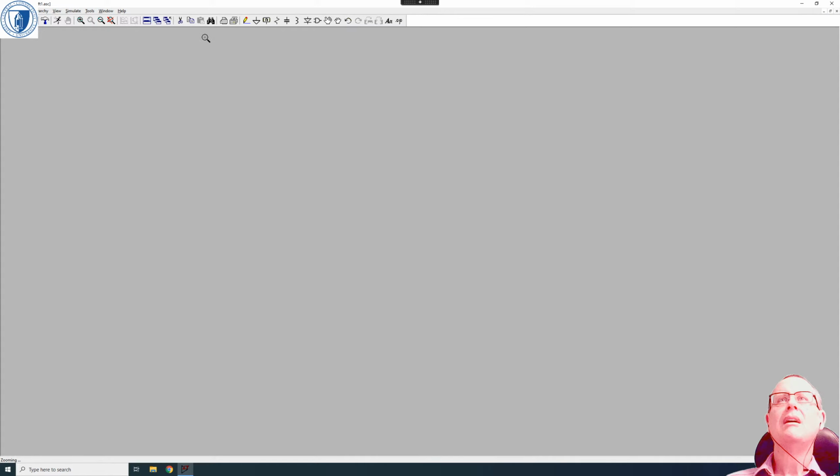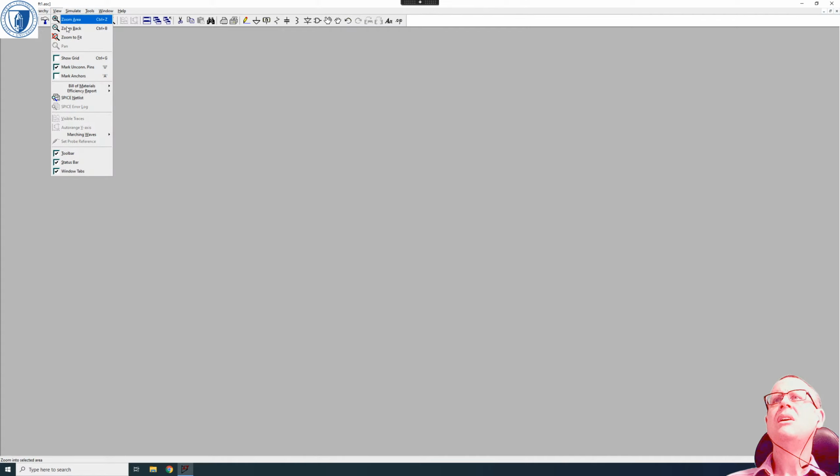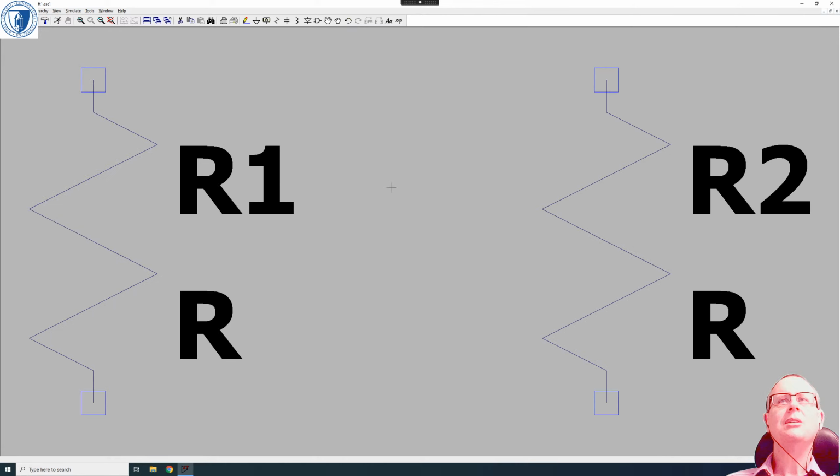I haven't used the, is there a view? Zoom to fit is what I want. There we go. Right, and then I can draw wires between them. Just click there and connect there, and I can click there and connect there.